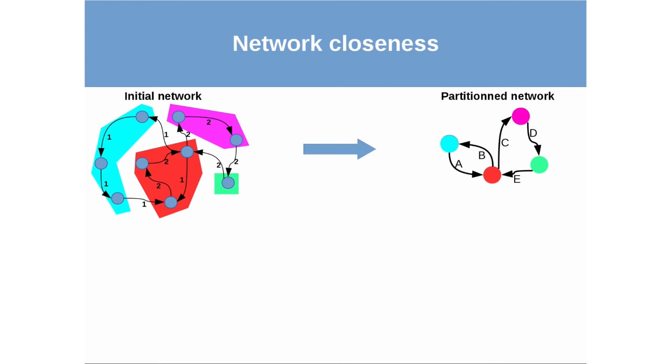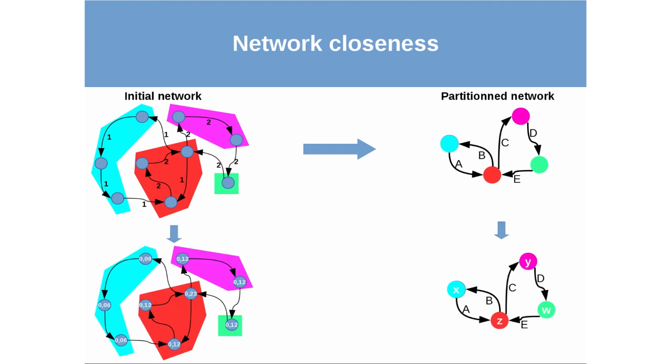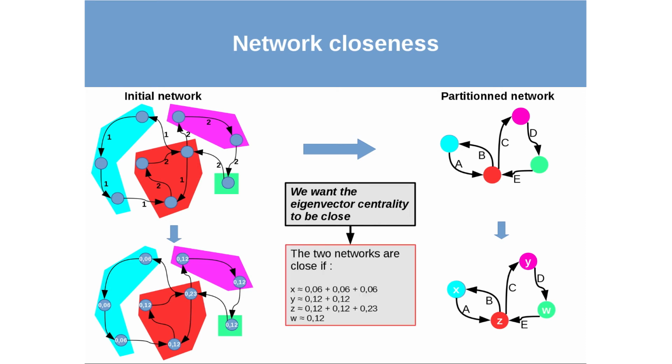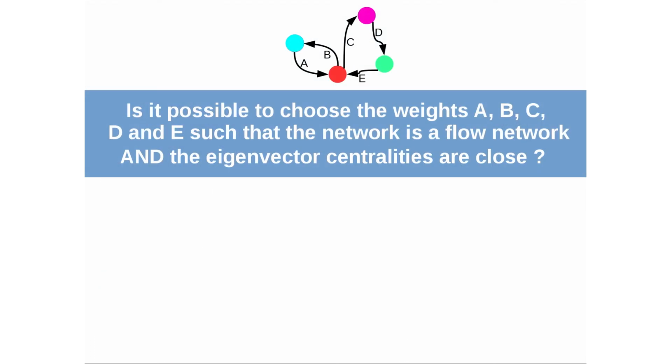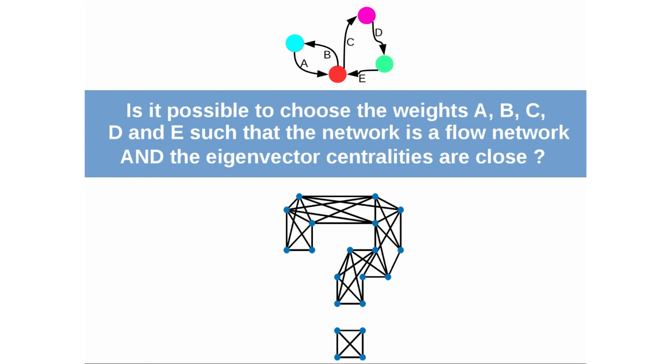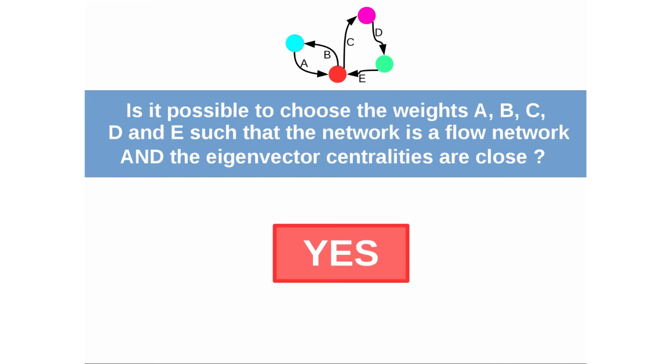Now that we have two weighted and strongly connected networks, we can compute their eigenvector centrality. We will say that the networks are close together if their eigenvector centralities are close together, which is if X is close to the sum in the blue zone, if Y is close to the sum in the pink zone, and so on. The error between the networks is then the sum of the squared error in each part. Given this definition, is it possible to choose the weights such that the network is a flow network and the eigenvector centralities are close? The answer is yes, in some cases at least, as we are going to see now.